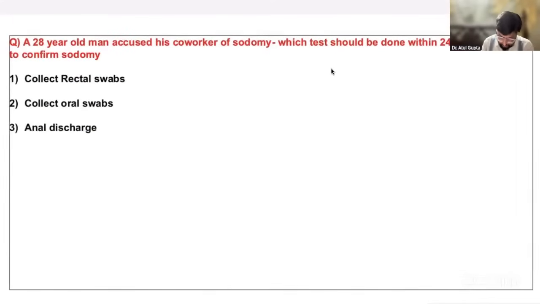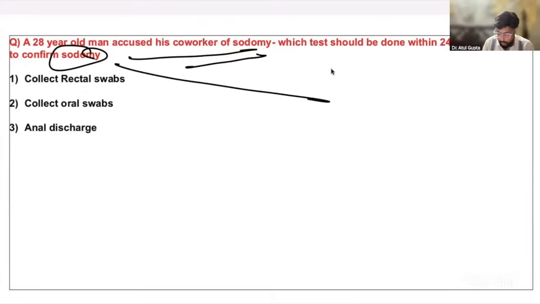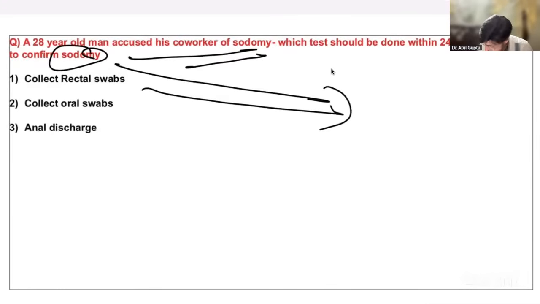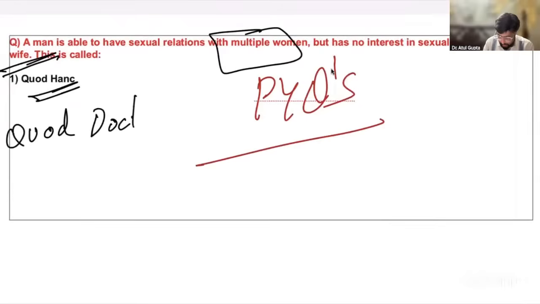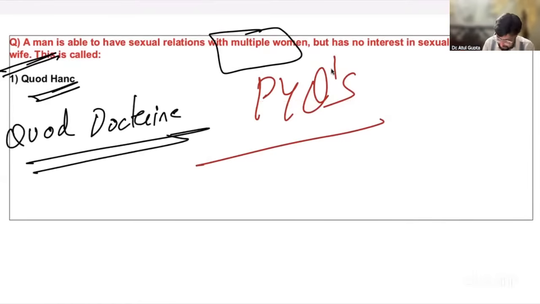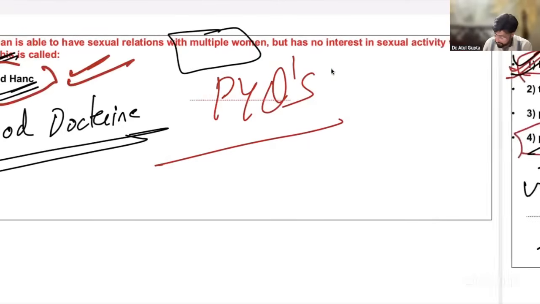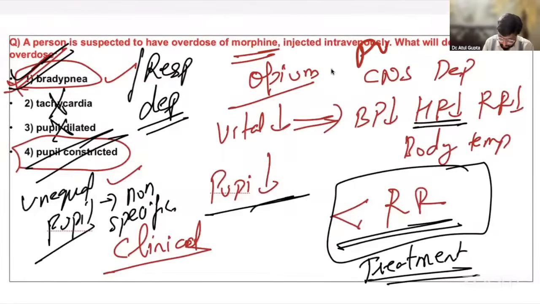Okay, if the person is accused of sodomy, what will you take to confirm sodomy? How will the sodomy be confirmed? Simple thing, quad doctrine. Please remember the answer is quad hank. There was something called quad doctrine. I don't know what quad doctrine is, I have no idea, but the answer will be quad hank. So that is a simple PYQ. Okay, so this is also a PYQ. Forensic is all PYQ.